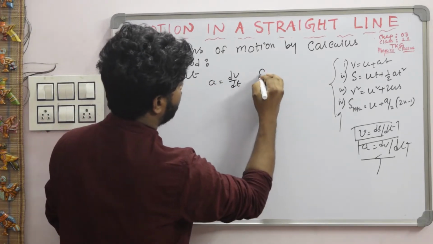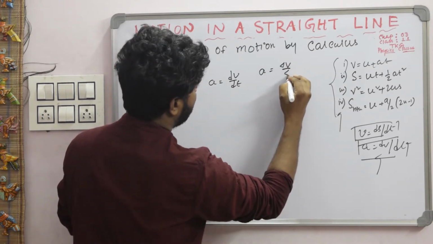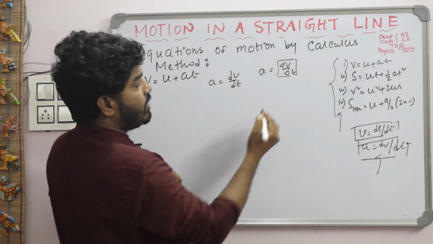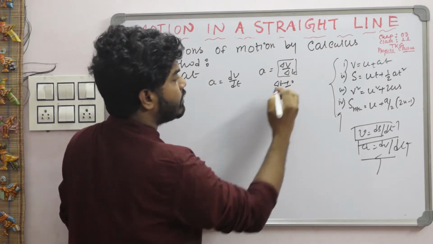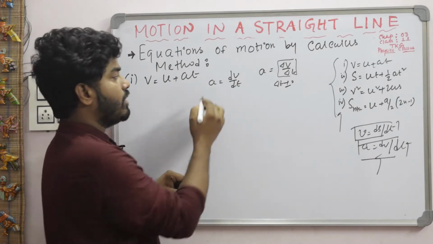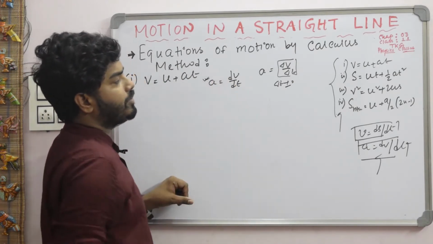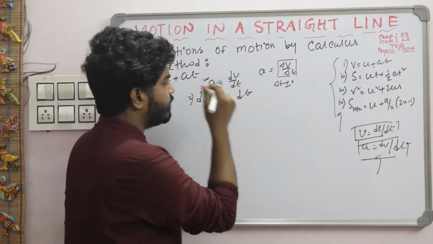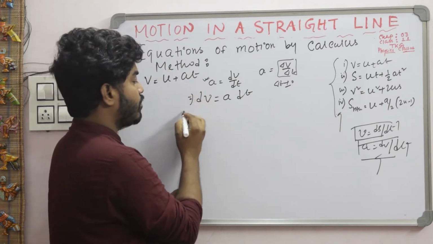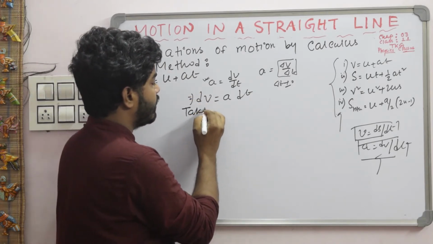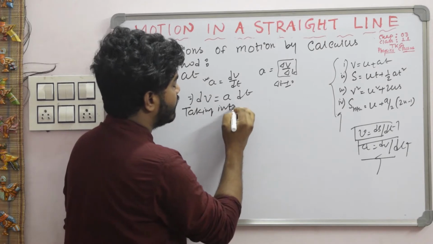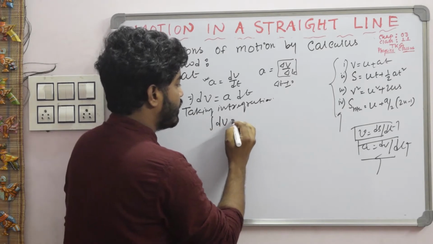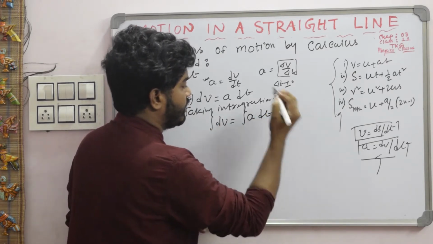All of you know about acceleration: velocity change by time interval, and this velocity change by time interval becomes a differentiation when delta t tends to 0. That means at a particular instant the equation of acceleration is a is equal to dv by dt. Now what will be the value of dv from here? dv is equal to a into dt, right? Now taking integration on both sides, that is integration dv is equal to integration a dt.